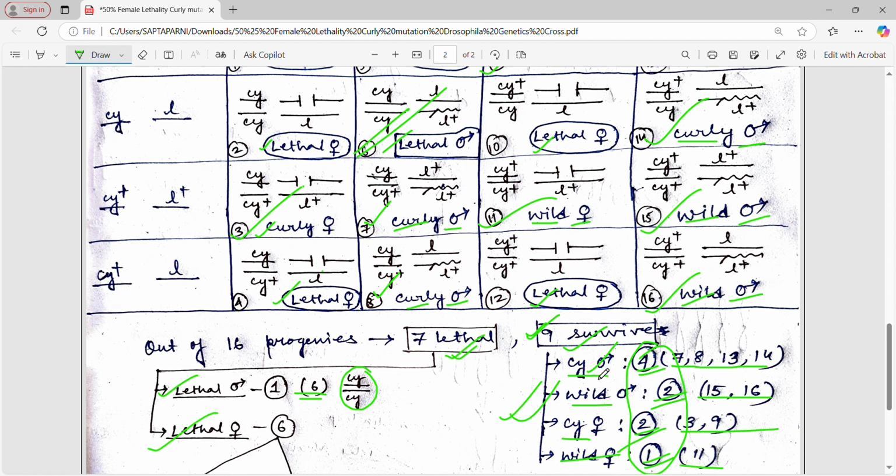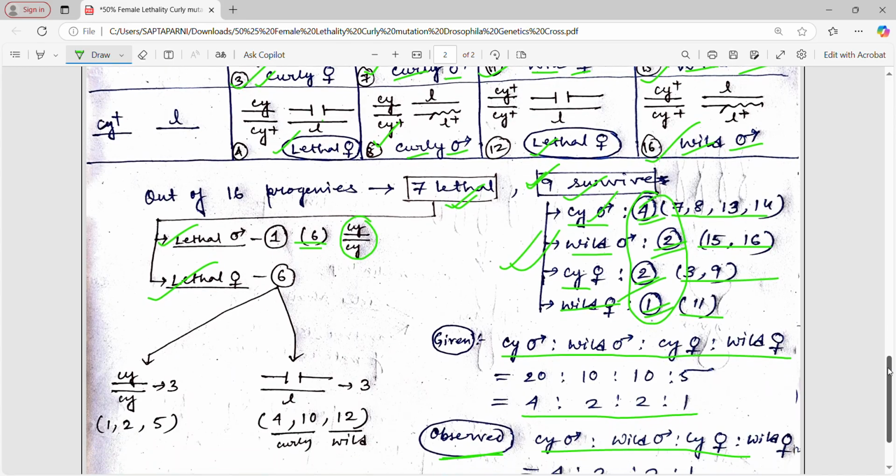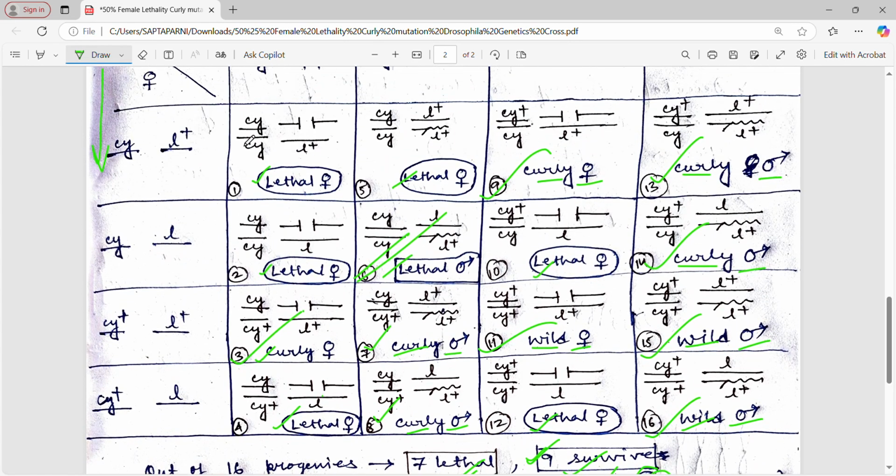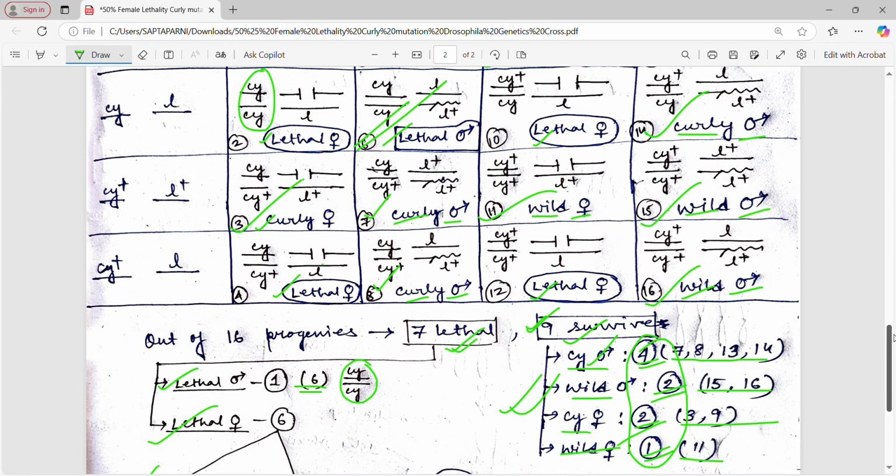Among these 6 lethal females we can see 3 females are dead due to presence of CY recessive lethal alleles, and 3 females are dead due to absence of L plus allele in their X chromosome. The 3 females which are dead due to CY alleles are in the box number 1, 2 and 5. Let's see where those are. See here in box number 1, 2 and 5. These 3 females are dead due to CY alleles present in homozygous recessive condition.